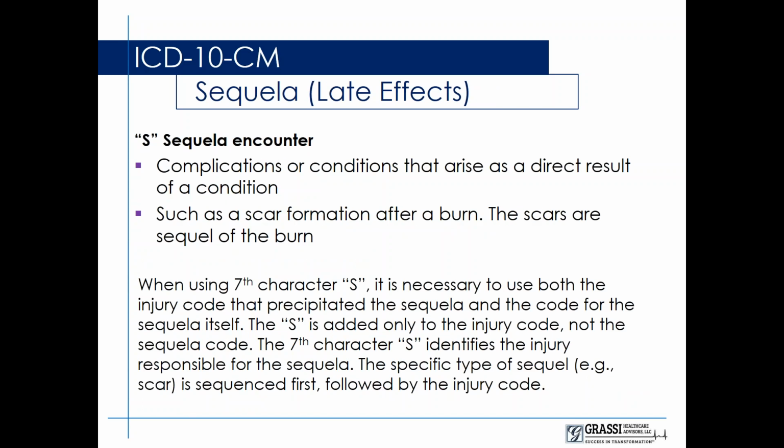The 7th character of S is for a sequela encounter. This is complications or conditions that arise as a direct result of a condition. Usually when the patient has a sequela, 2 codes are needed here. One for the condition, and then the second code represents the sequela. An example of that would be a scar from a burn, per se. Next slide.